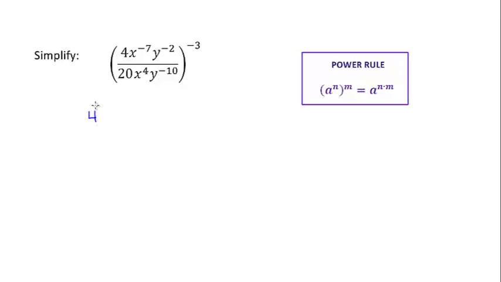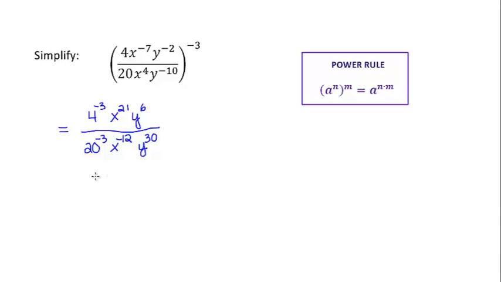So I'm going to apply the power negative 3 to all of the factors inside. That means I'm going to have 4 raised to the negative 3rd power, x raised to the negative 7th to the negative 3, and recall by the power rule, when you have a power to a power, you multiply exponents. So that's simply negative 7 times negative 3, which is positive 21. Y raised to the negative 2nd to the negative 3rd, which is y to the positive 6th, all divided by 20 raised to the negative 3, x to the 4th to the negative 3, again we multiply, so that gives us x to the negative 12th, and then y to the negative 10 to the negative 3, which is y to the negative 10 times negative 3, or just y to the positive 30.